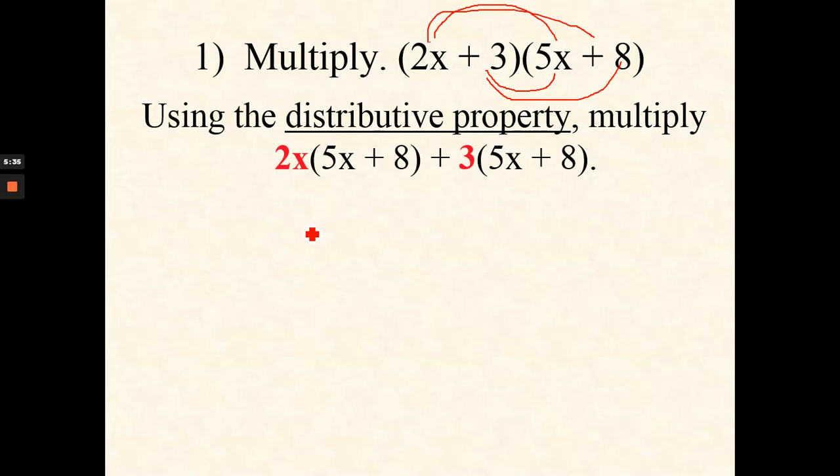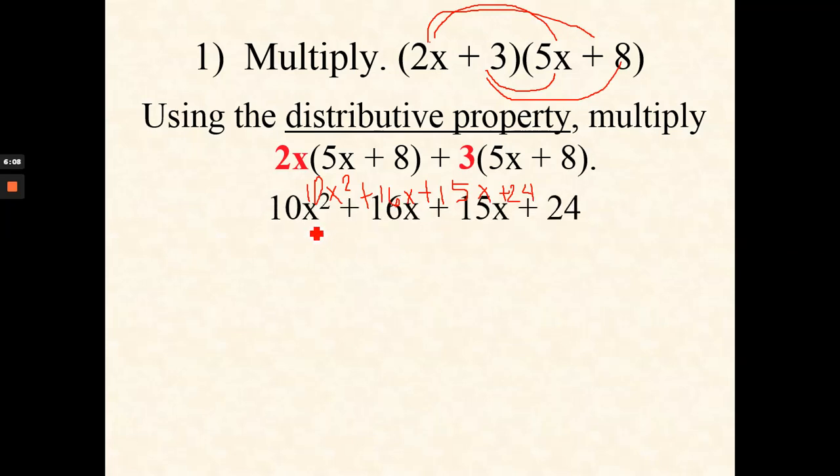2x times 5x is 10x squared, right? And then 2x times 8 is positive 16x, plus 3 times 5x, that is 15x. And then 3 times 8 is positive 24. Okay? So we have 10x squared plus 16x plus 15x plus 24. Okay, that's correct. Then what will be the next one?